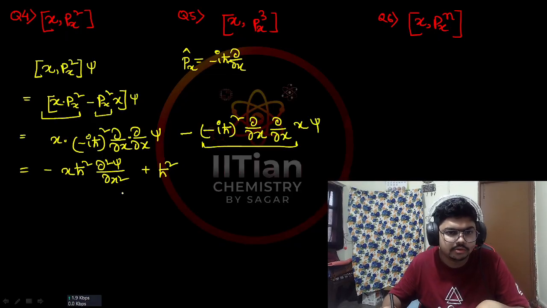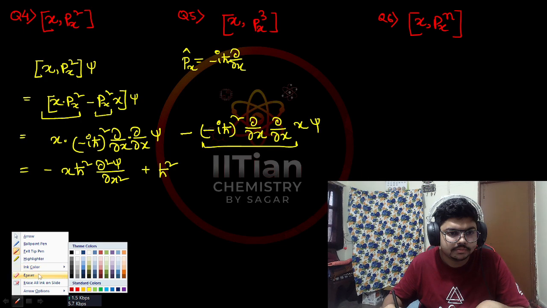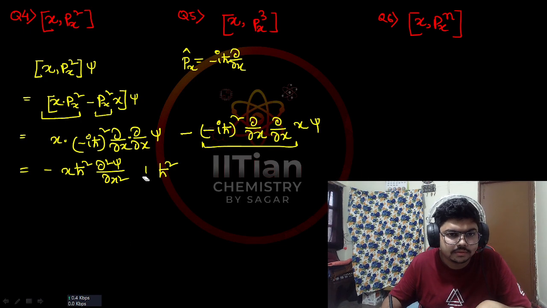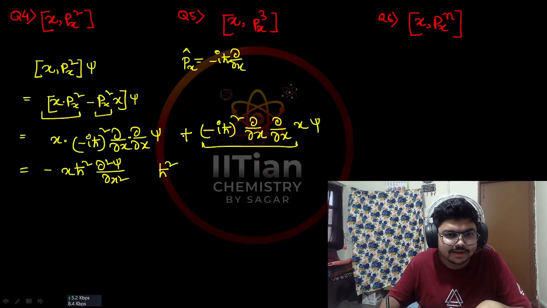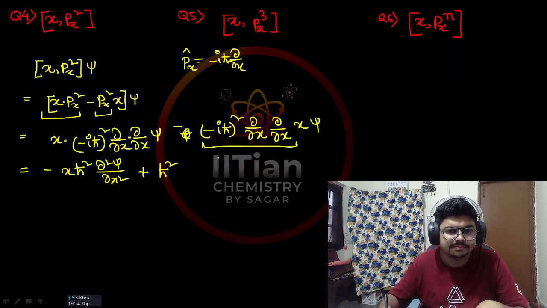So obviously there will also be a minus, isn't it? See here, minus minus is there. Minus square means plus, or i square means minus 1. So inside it's minus 1, outside minus 1, that is plus. Okay, this will be minus, this will be plus. Plus h cross square.